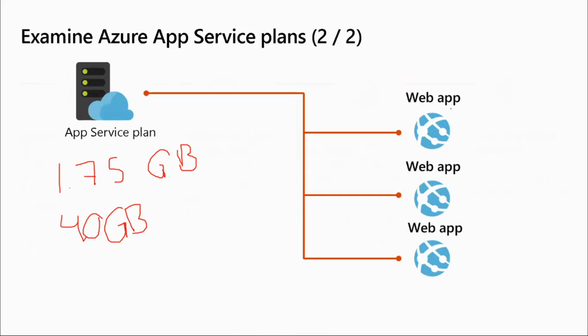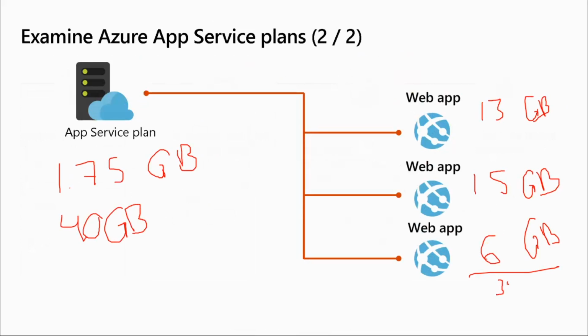I mean, if this application is using maybe 13 gigabytes, this one is using 15 gigabytes, and maybe this one is using, I don't know, 6 gigabytes, perfect. Because we are using 34 gigabytes of power, okay? So we still have 6 gigabytes remaining. Good. We can use the same app service for these applications.